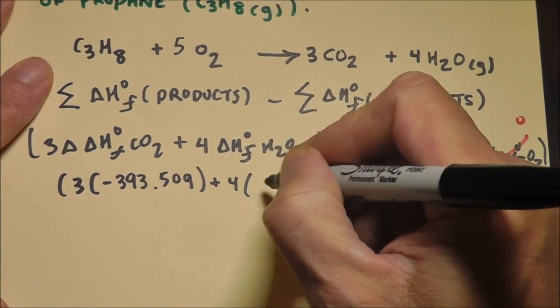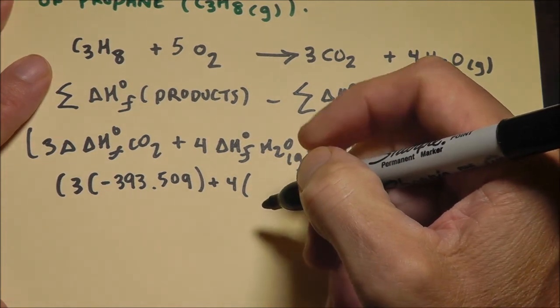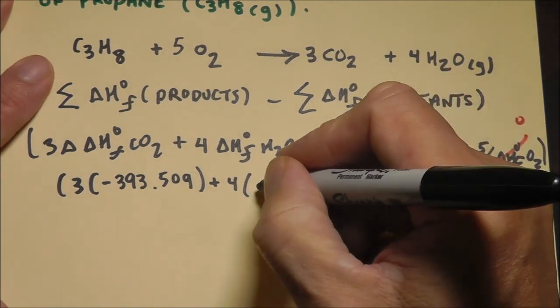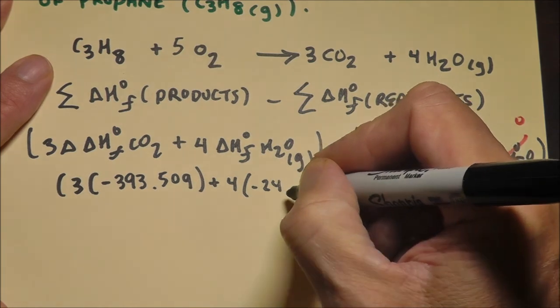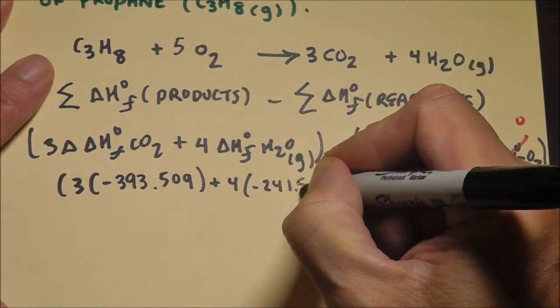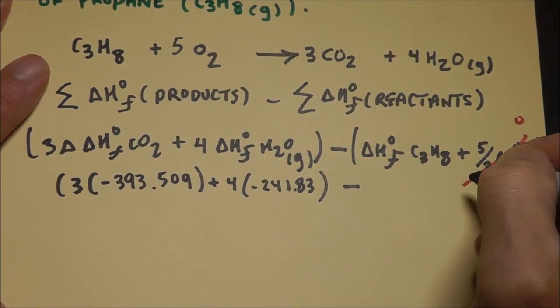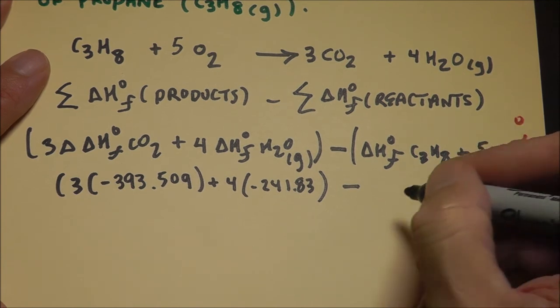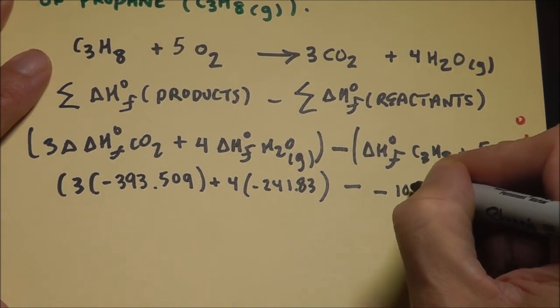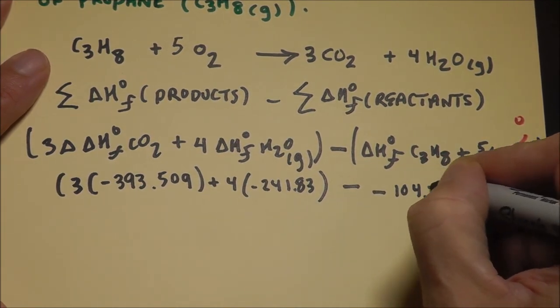Plus 4 times H2O vapor is minus 241.83, minus the delta HF of 1 mole of C3H8, which is minus 104.7.